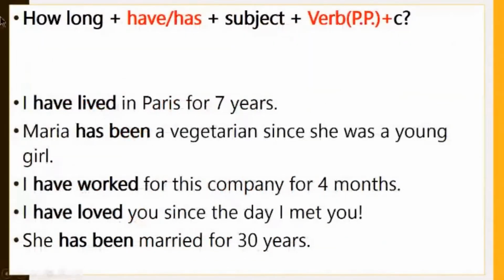Okay? So, in your book, you have the words "how long." Then you have "how long," "have" or "has," the subject, the verb in the past participle, and here you have the complement. For example: I have lived in Paris for 7 years. Maria has been vegetarian since she was a young girl. I have worked for this company for 4 months. I have loved you since the day I met you. She has been married for 30 years.